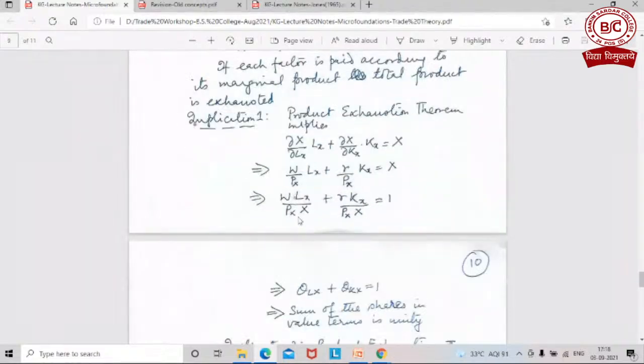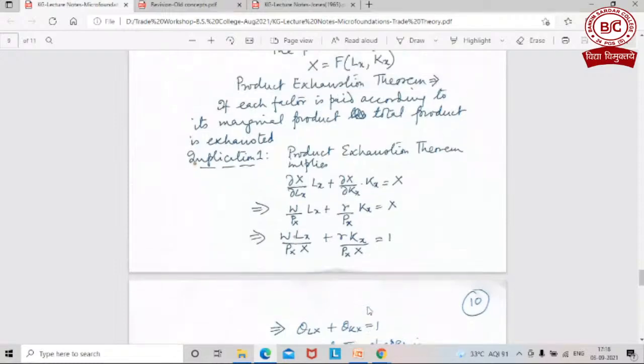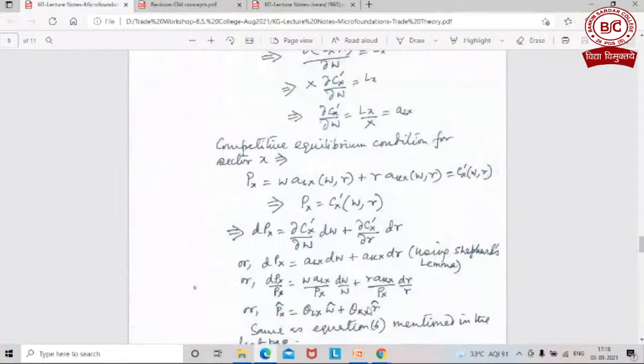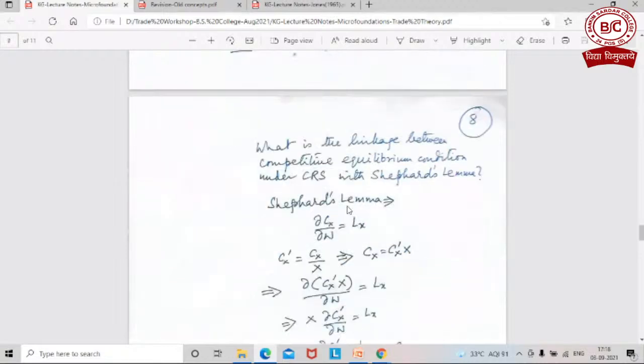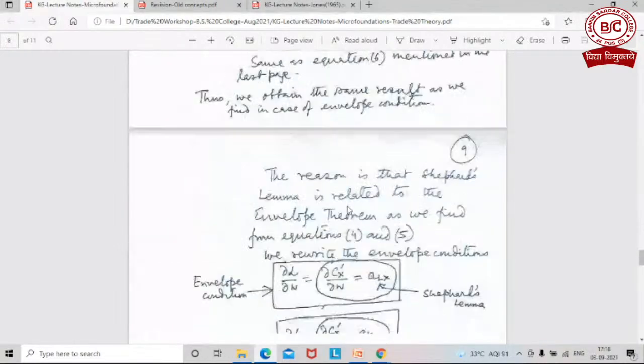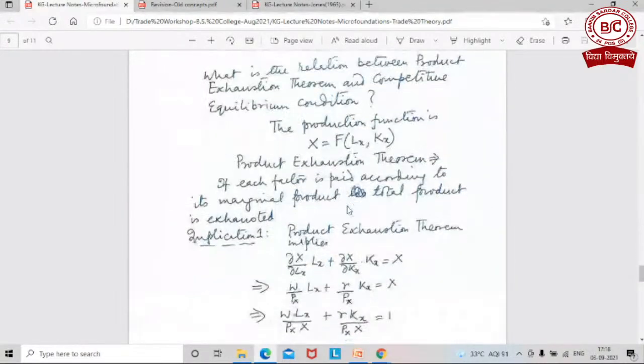What does it mean? This is theta Lx, this is theta Kx, and together they equal 1. So the sum of the shares in value terms is unity. Remember, I said this just a few minutes back: the sum of theta Lx plus theta Kx equals 1. This is possible only if the product exhaustion theorem holds, and the product exhaustion theorem holds only if we have constant returns to scale, otherwise not. So herein lies the significance of constant returns to scale.